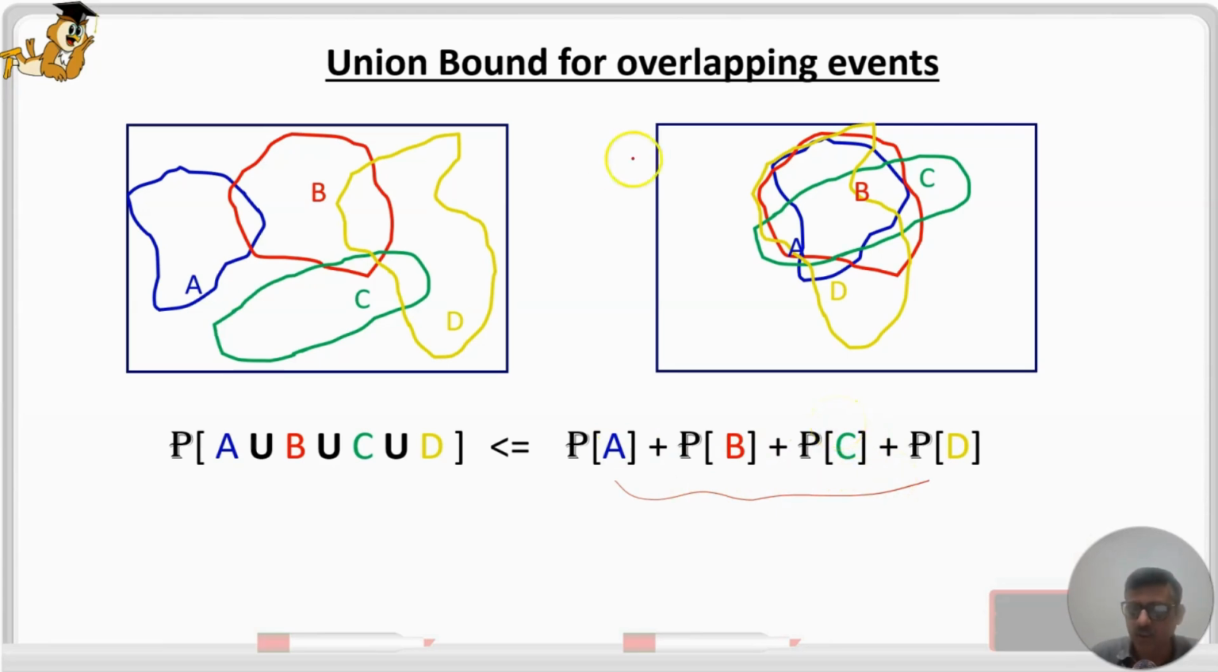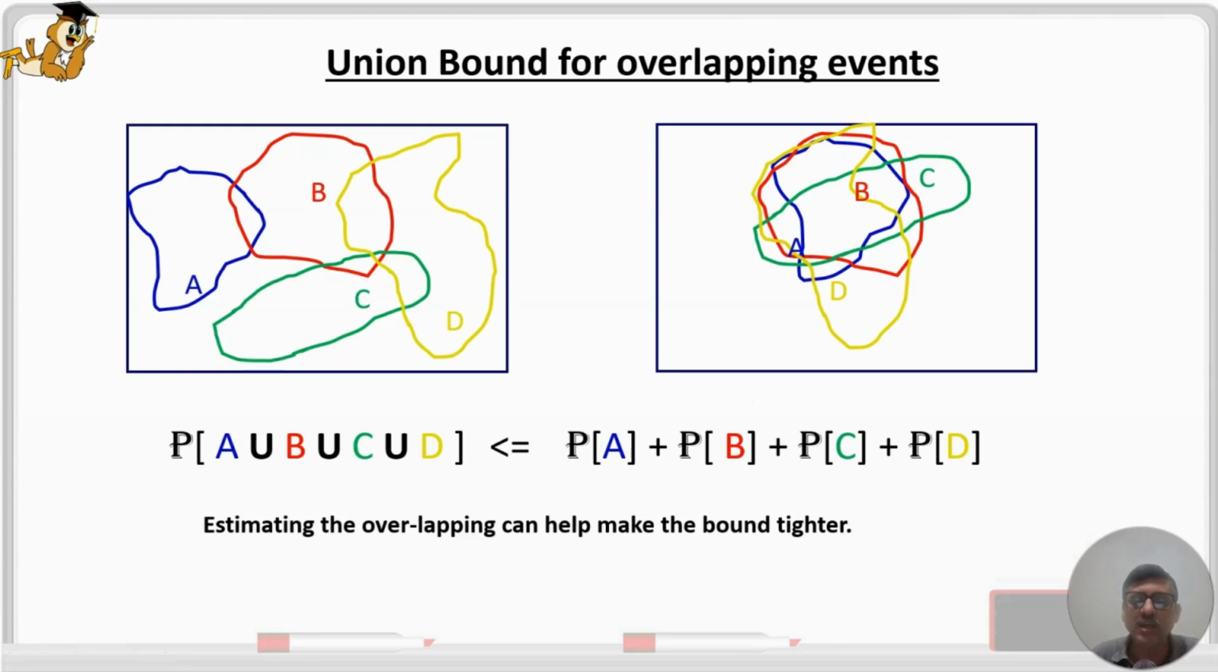So, in other words, if you had this kind of a scenario, instead of less than or equal to, you would say this, right? Because this would be a very, very loose bound, and therefore the probability of A union B union C union D would be significantly less than the summation of the individual probabilities. Okay, let's keep this in mind.